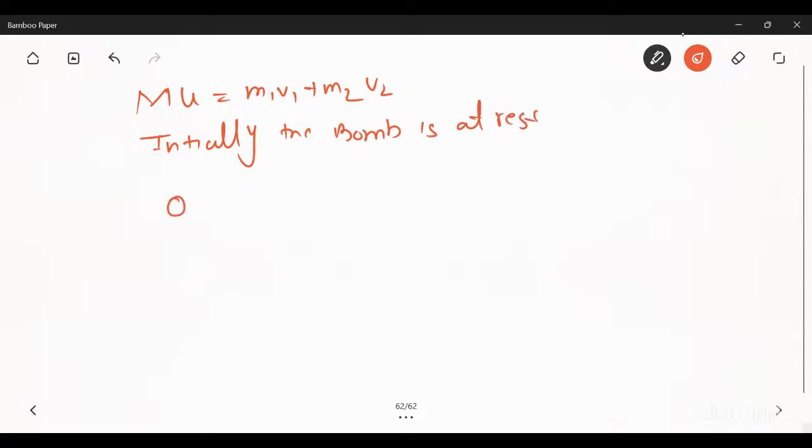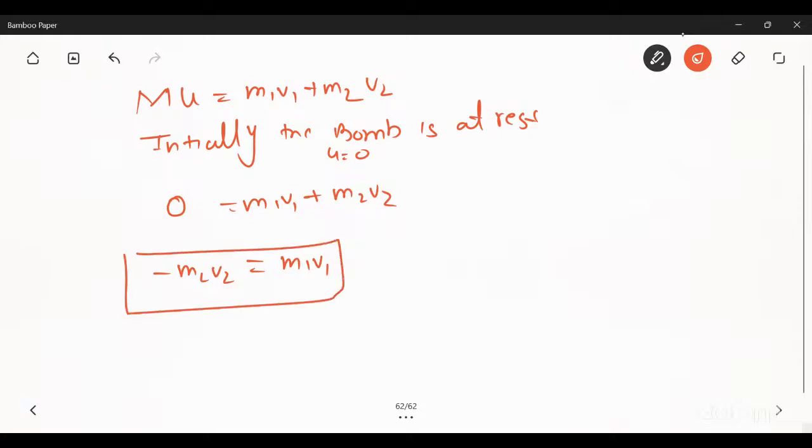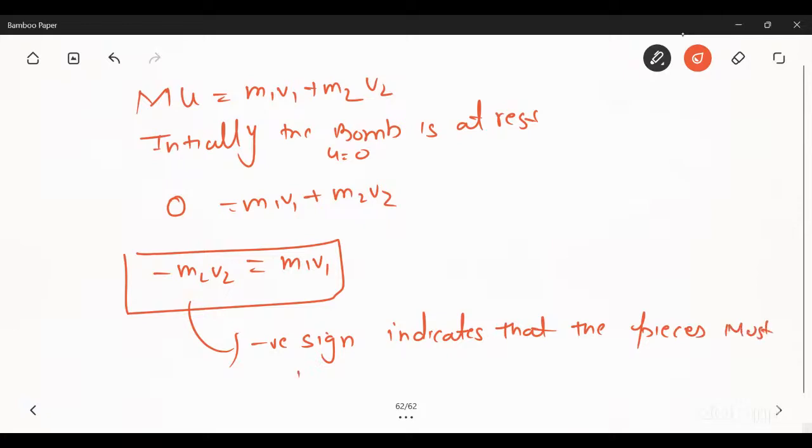So this term will be 0 because u equals 0. So 0 equals m1 v1 plus m2 v2, so m1 v1 is equal to minus m2 v2. That's why they travel in opposite directions, because the negative sign indicates that the pieces must travel in opposite directions.